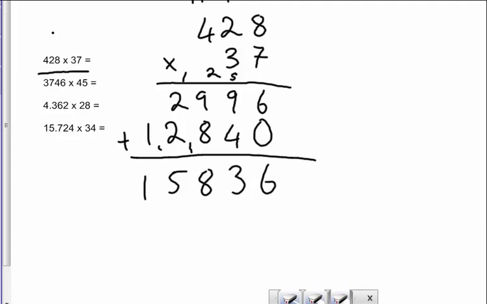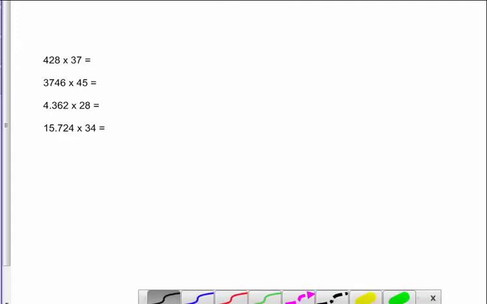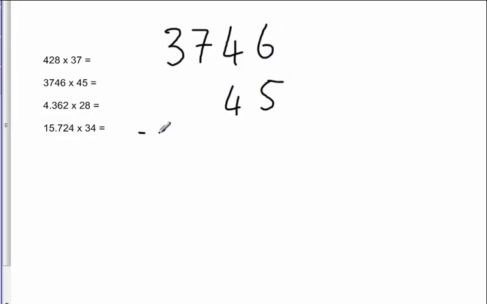Okay, so I'm just going to clean this off, and then we're going to look at it again. So I'm going to clean off this one, and I'm going to look at my second sum. So my second sum then is 3,746, and I'm going to multiply that by 45. And again, what we need to remember is that we got to multiply 3,746 by 5. Then we need to multiply 3,746 by 4. But because that's in our tens column, that's a 40.